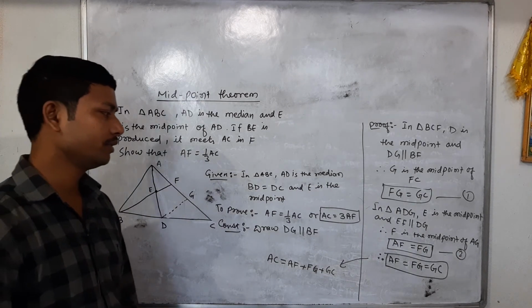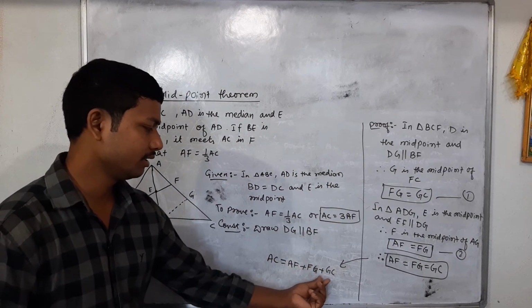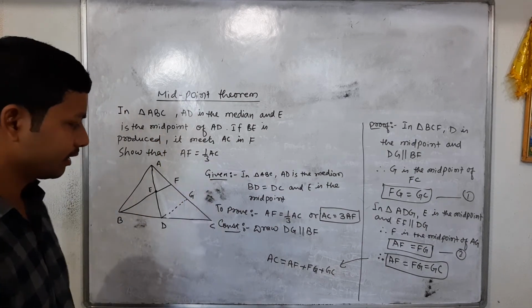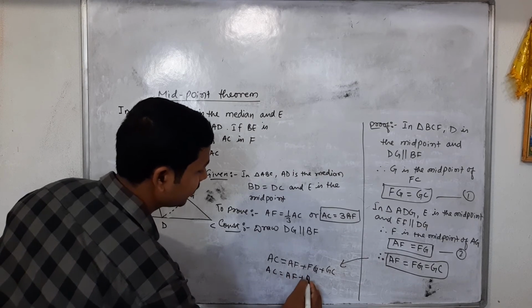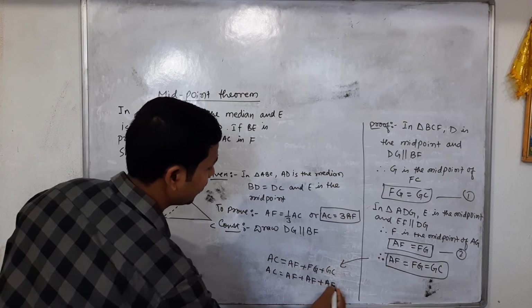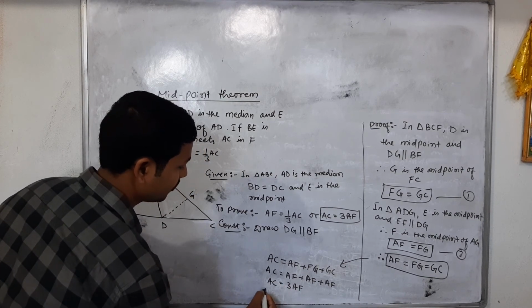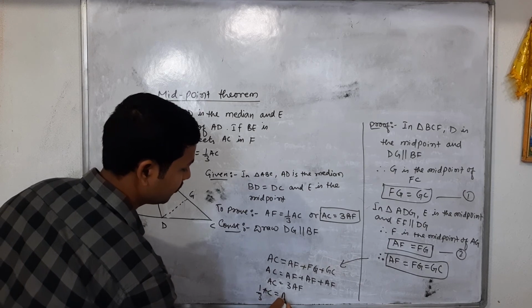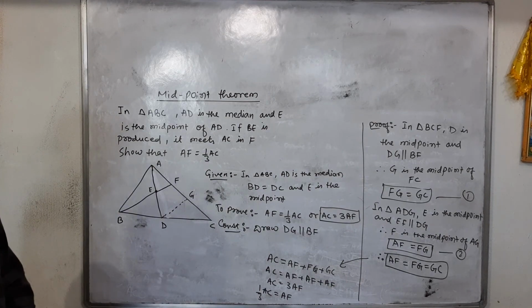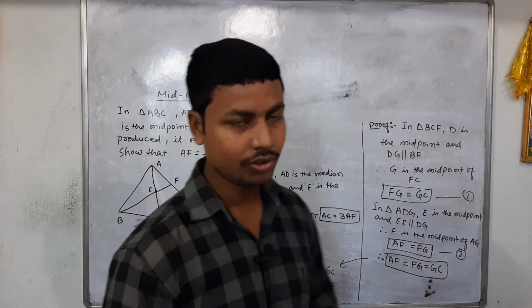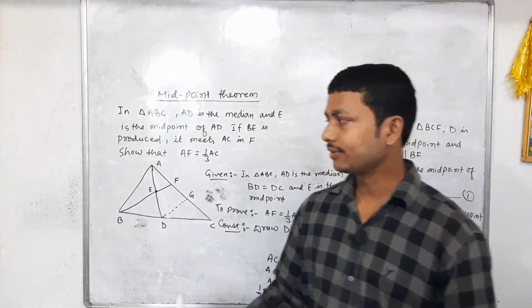Now what we have to prove is that AC is equal to thrice AF. So we change all the terms to AF. AC is equal to AF plus AF plus AF, that is thrice AF is equal to AC. So 1/3 AC will be equal to AF. Hence it is proved.